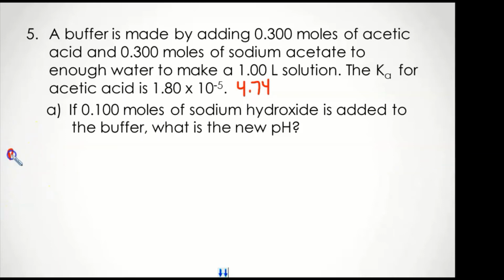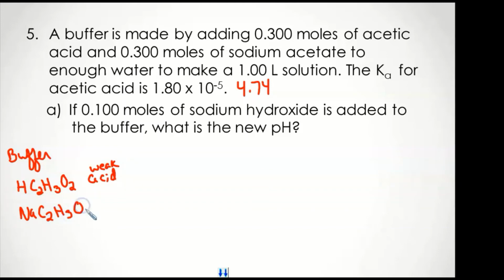We have two parts of our buffer. So your buffer has these two things in it. It has acetic acid. That's our acid part of the buffer. It's a weak acid. And then we have the base part of it, which was sodium, sorry, sodium acetate. Switch that. Okay, and so this is our conjugate base. That's our buffer. And we know it's buffering at 4.74.